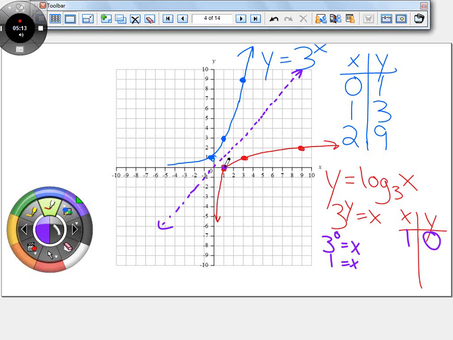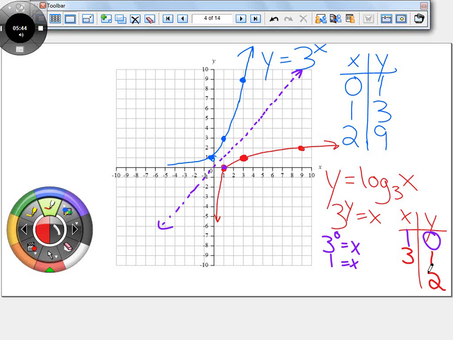Then I plug in another number for the y. I could plug in another good one, a 1 actually. So plug in a 1 for the y, that would be 3 to the 1, which would be 3. So 3, 1. That's why we got that point, 3, 1. Another good point for y is plug in a 2.